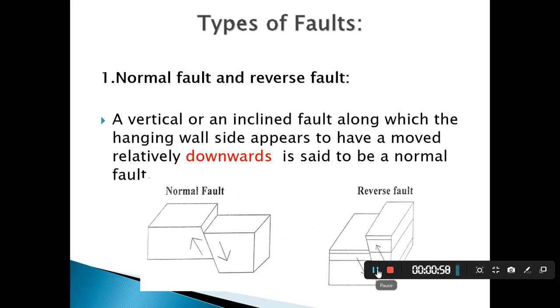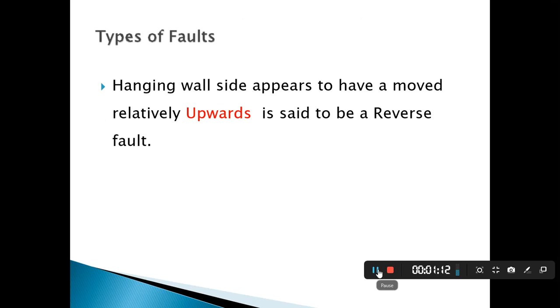Normal fault and reverse fault. A vertical or an inclined fault along which the hanging wall side appears to have moved relatively downwards is said to be a normal fault. Hanging wall side appears to have moved relatively upwards is said to be a reverse fault.